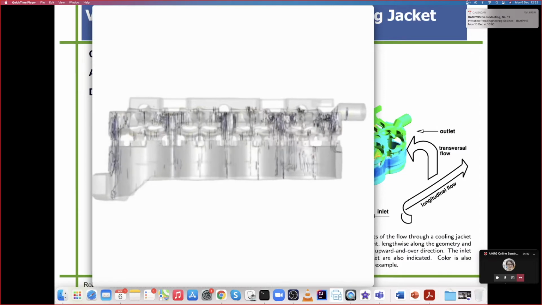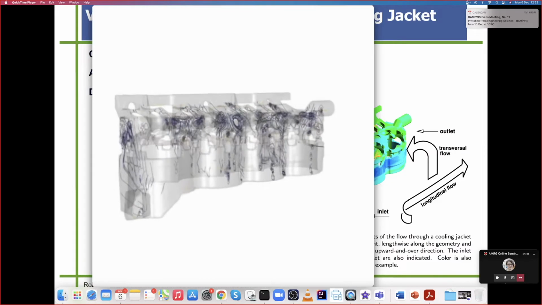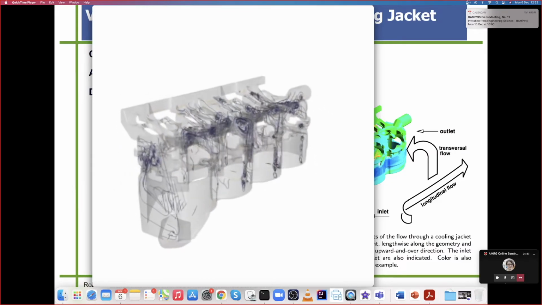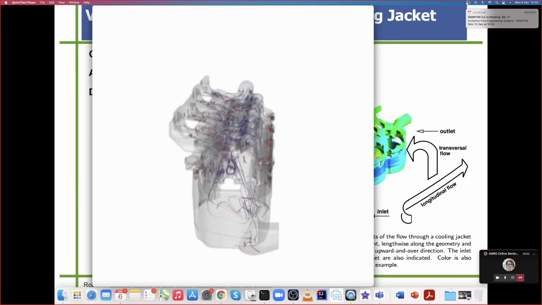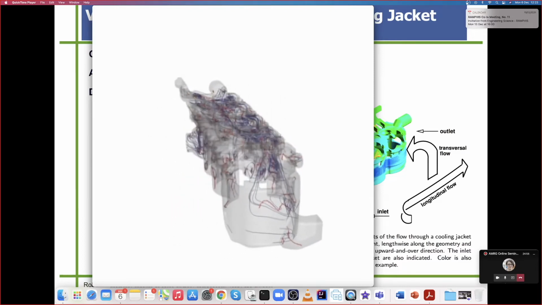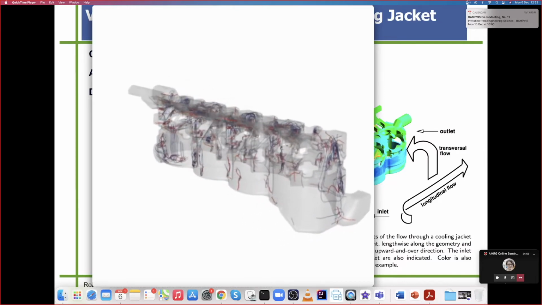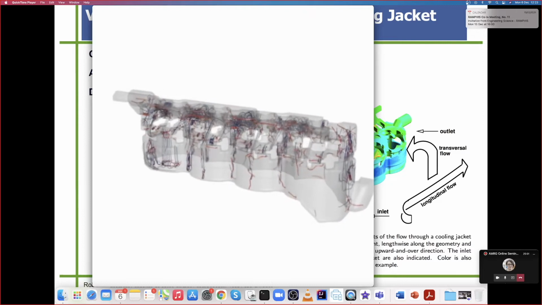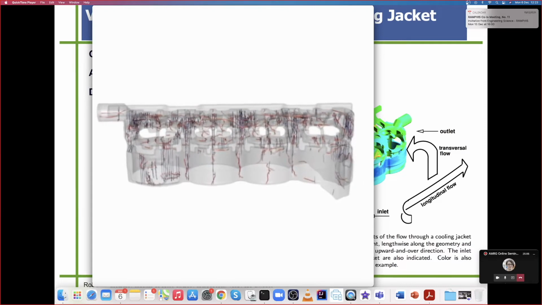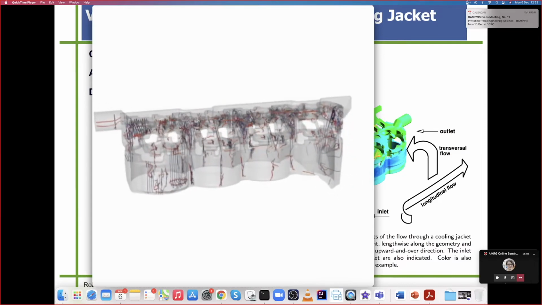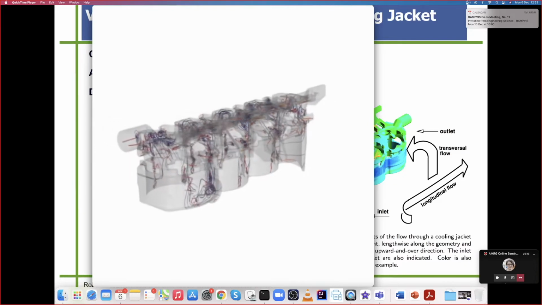This is something we call visualizing the topology of the flow. We're focusing here on critical points like sources, sinks, and saddles, anywhere where the velocity is close to zero, and then drawing the connections between those critical points to see how they're connected to one another. That's a branch of visualization we call topological visualization. In this case, it's visualizing the topology of the flow in the cooling jackets.